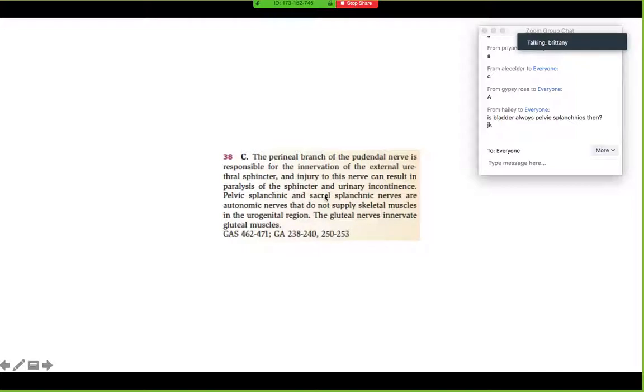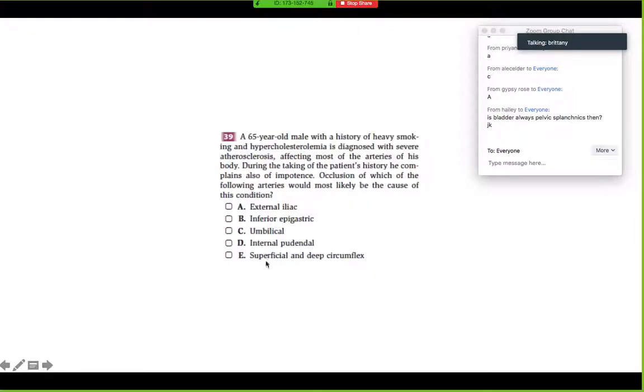And honestly, guys, I think a lot of these are more difficult than what you're going to see on the exam. But still good practice, just in case.